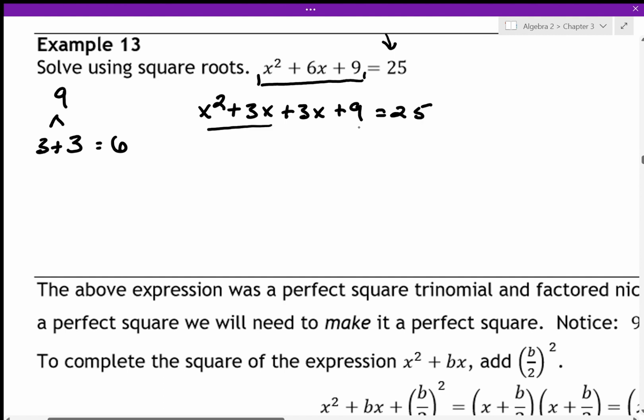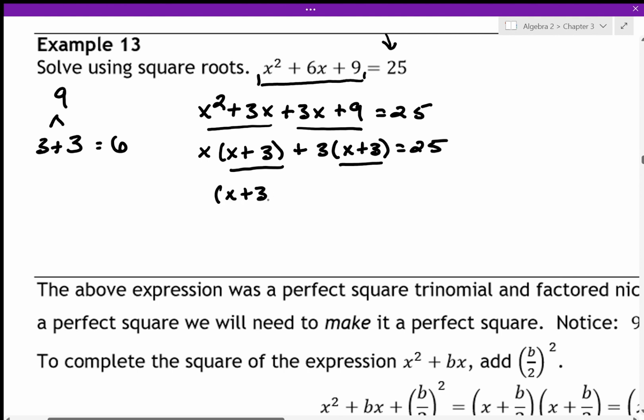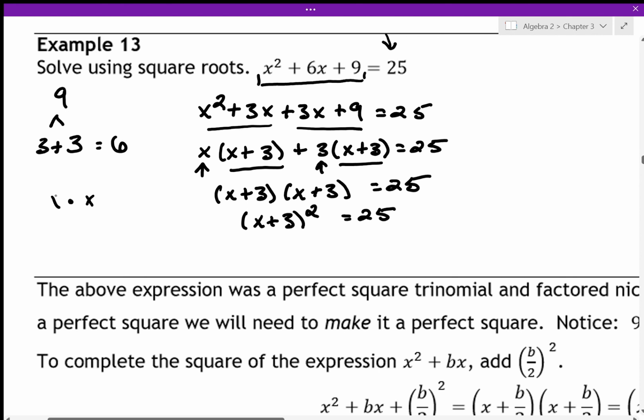My first two terms and my second two terms I'm going to look at separately. I pull out the x in the first one and I'm left with x plus 3. I pull out the 3 in the second one and I'm left with an x plus 3. Then that equals 25. Now I can pull out the x plus 3's, and then left over I have the x and the 3, so x plus 3, and that equals 25. Now here I have x plus 3 and x plus 3, but what I can do is say this is x plus 3 quantity squared is 25. Whenever you have an x times an x, you can say x squared. To be squared means multiplied by itself.